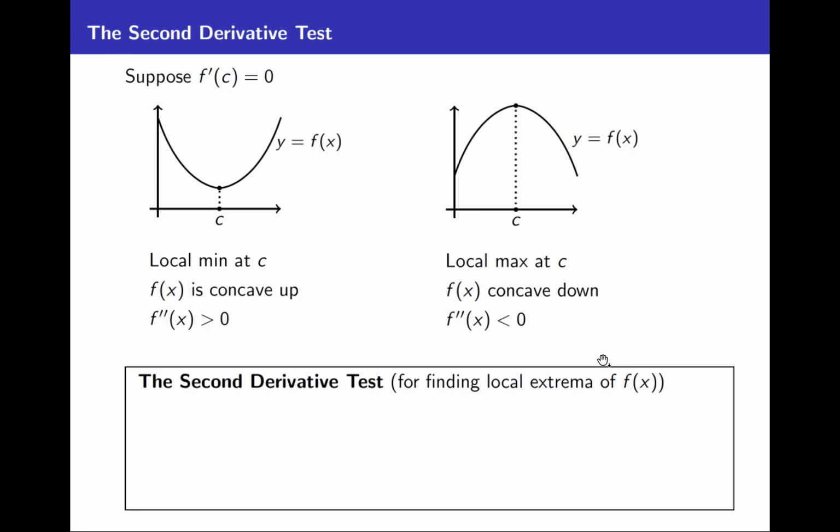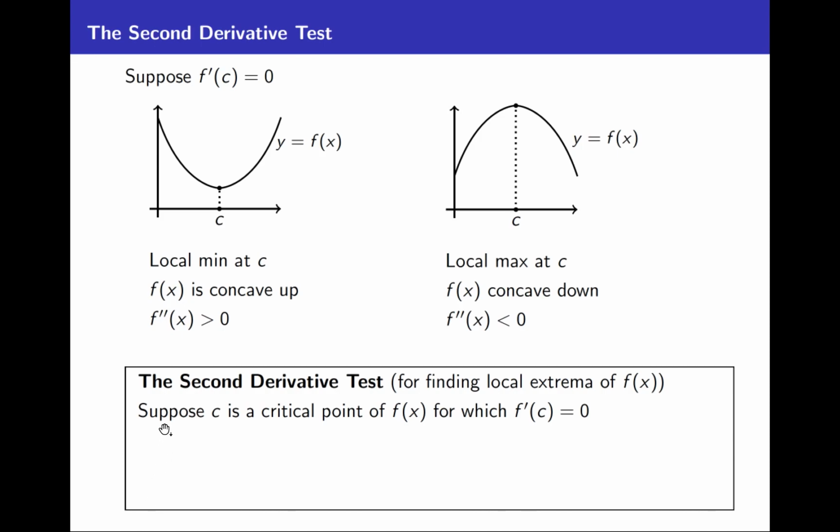And here's what it says. It's got three statements, and the first statement is really going to summarize what happens in this first picture. Suppose c is a critical point of f of x for which f prime of c is equal to 0. This is just the setup. Suppose we're in the situation, and this could apply to either this picture or this one, where c is a critical point of f of x for which f prime of c is equal to 0.